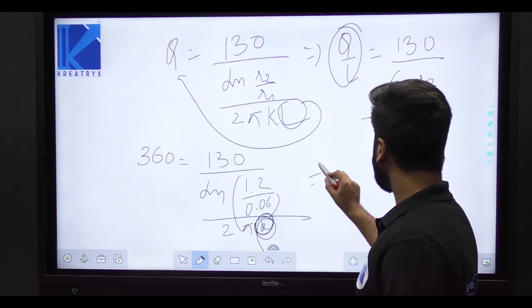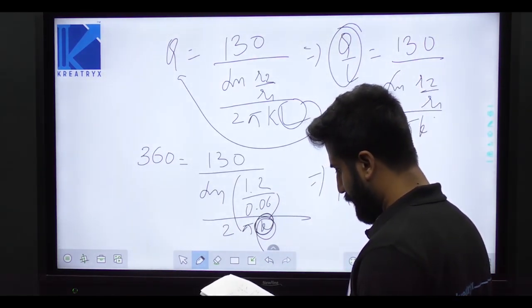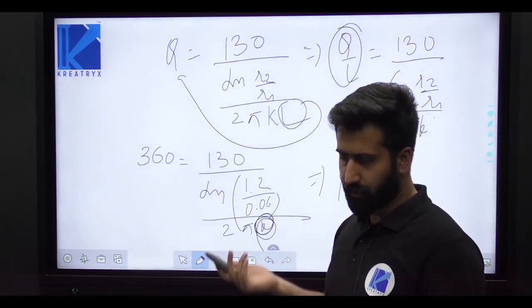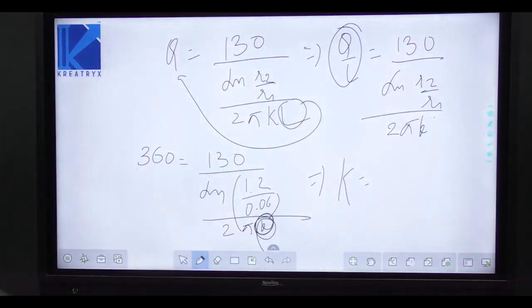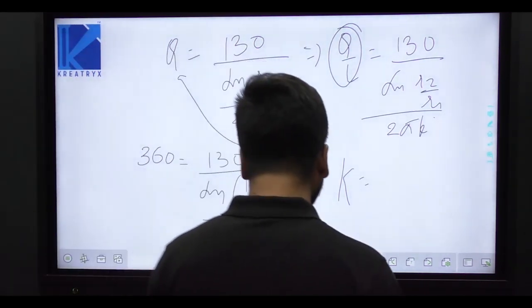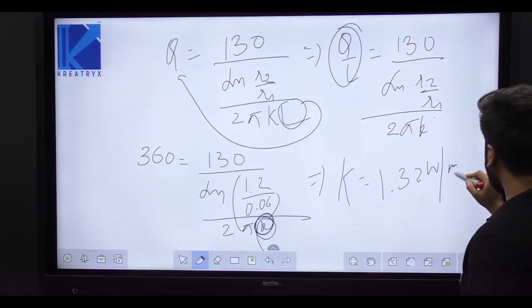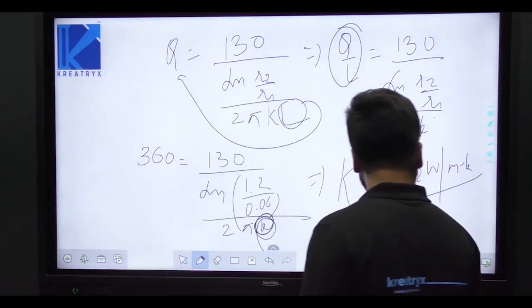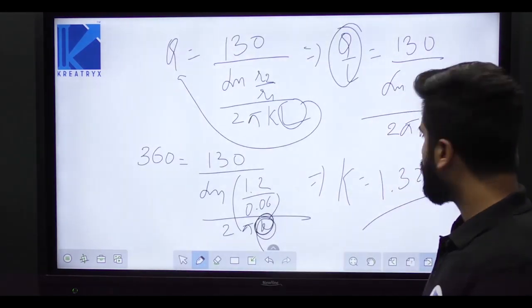K will be equal to, the answer of K will be, I don't know the answer. Whatever be the answer, I can tell you the answer. Just a minute. Okay. So K comes out to be 1.32 watt per meter. Solve it, you get the answer. 1.32, so this is a question with options, that is B. B answer. So B is the answer.